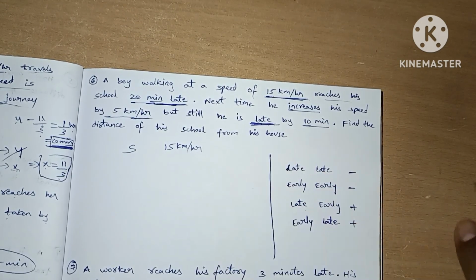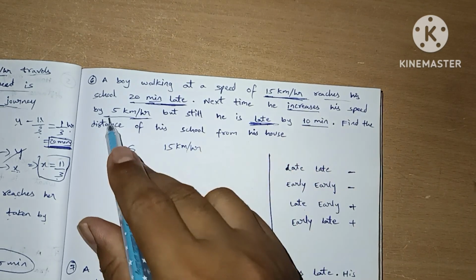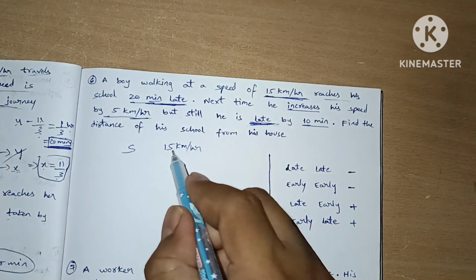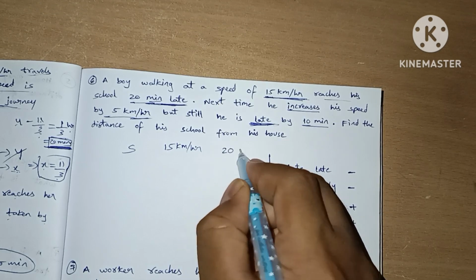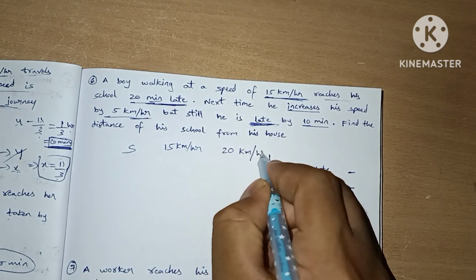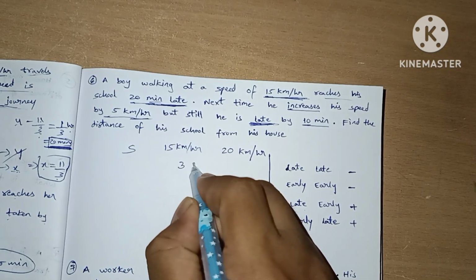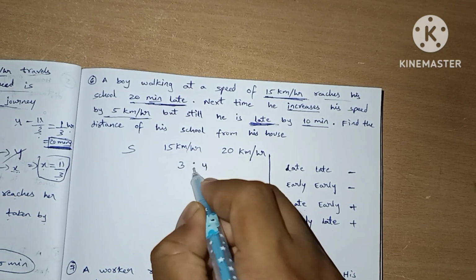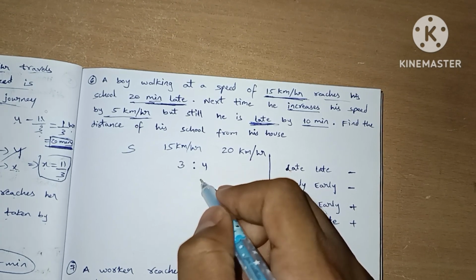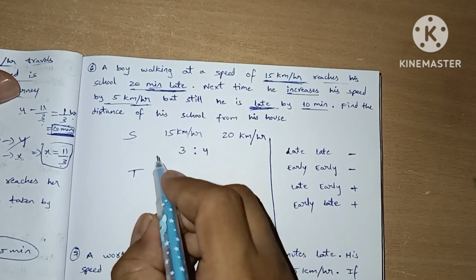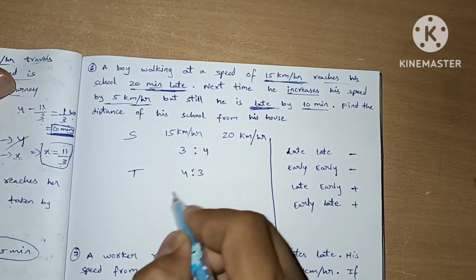15 kilometers per hour. Next time he increases his speed by 5 kilometers per hour. So it is 15 initially, now plus 5 will be 20 kilometers per hour. So these are the speeds. The speeds are in the ratio of 3 is to 4, 5 times 3, 5 times 4. So the time ratio is the reciprocal of these two. So 4 is to 3 is the time ratio.